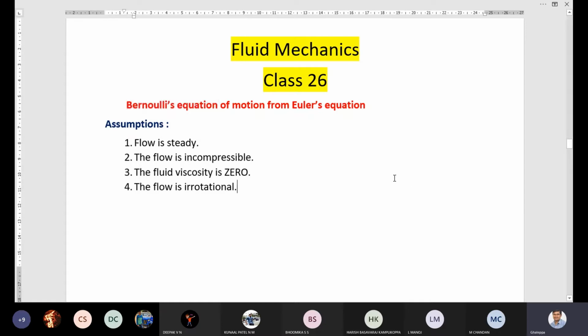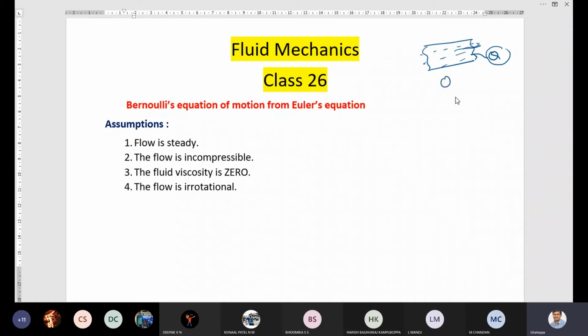What is the purpose of studying Bernoulli's equation, and Euler's equation? For example, you take one pipe in which some liquid is flowing. You need to calculate the discharge of this fluid. How much water is flowing through this, whether 200 liters per second, 100, 500, or only 10 liters? And we cannot put our hand and measure the flow rate.